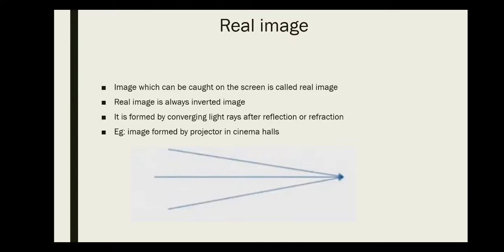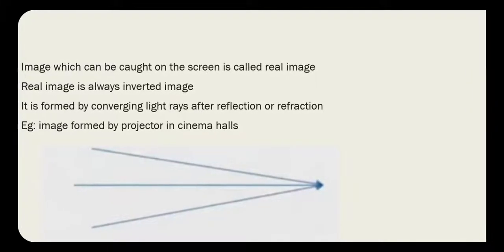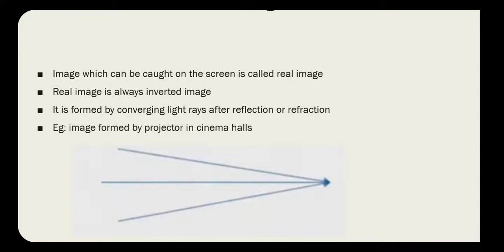How is the real image formed? It is formed by converging of light rays after reflection or refraction. What is converging? Two or three rays meet at a point. That is called converging. Here three rays meet at a point. That is called converging. So a real image is formed by converging light rays after reflection or refraction.